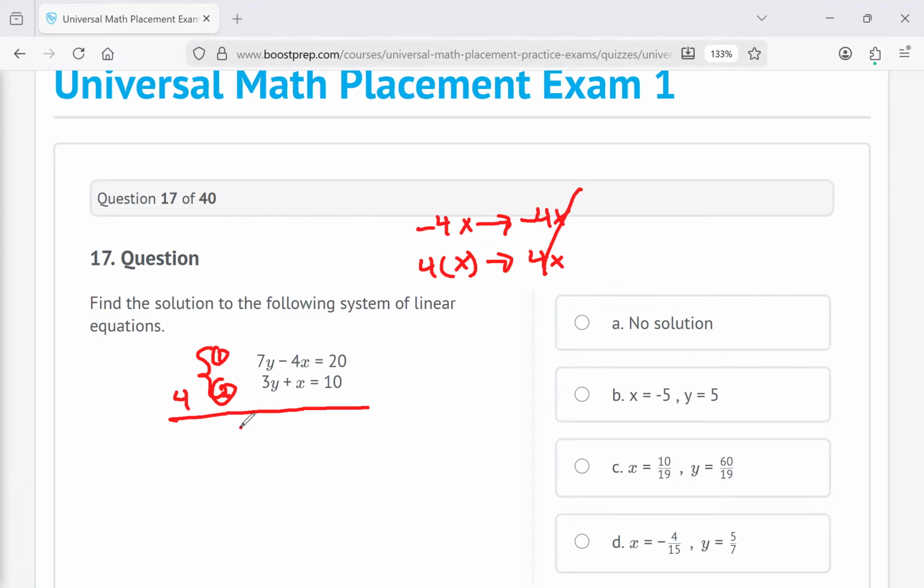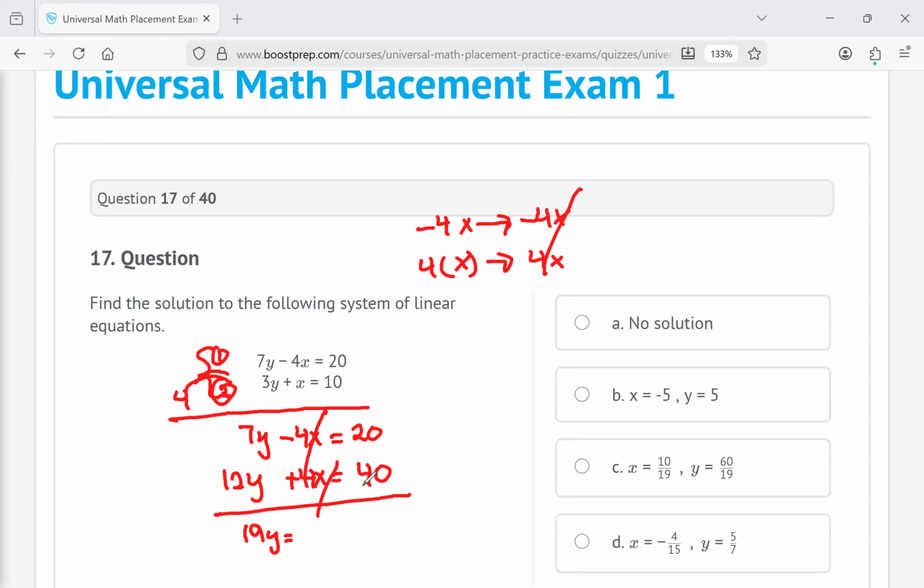Okay, so the first one stays the same. The second one, I do have to multiply by 4, so that's going to be 12y plus 4x, and then 10 times 4 is 40. And then x cancels, and what's 12 plus 7? 19. And then what's 20 plus 40? 60. Divide this by 19. Y is 60 over 19.